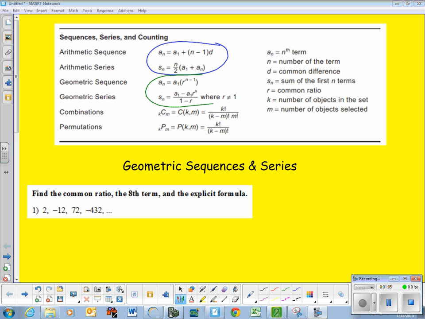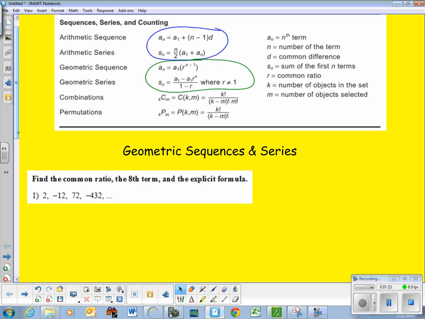Today, we're going to worry about these. All right, so this is a geometric sequence. If you need to know one term in the sequence, you'll use that top one. If you need to know the sum of a bunch of terms, you use that bottom one. All right, so let's just start with some examples. Just plug and chug on most of these. Find the common ratio, the eighth term, and the explicit formula.